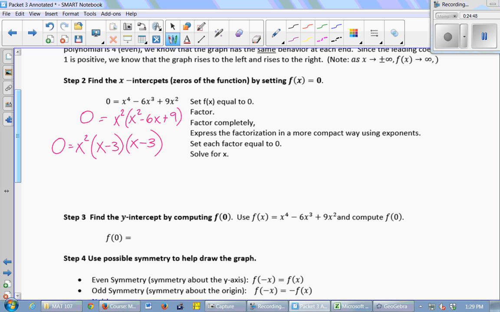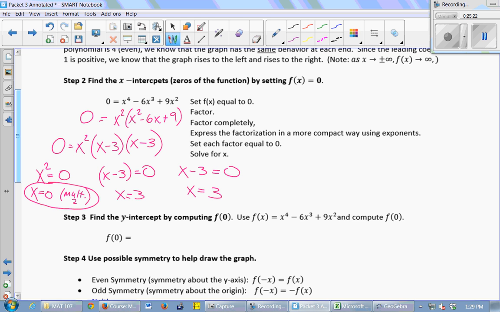And then you set each factor equal to 0. So you get x squared equals 0, or x minus 3 equals 0, or x minus 3 equals 0. So we have x equals 3, x equals 3. X squared equals 0 means that x is 0, but what's my multiplicity on this guy? 2, because it was squared. So this is multiplicity 2. And then x equals 3 showed up twice, so it has multiplicity 2, right? So x equals 0 is a 0 with multiplicity 2, and x equals 3 is a 0 of multiplicity 2.